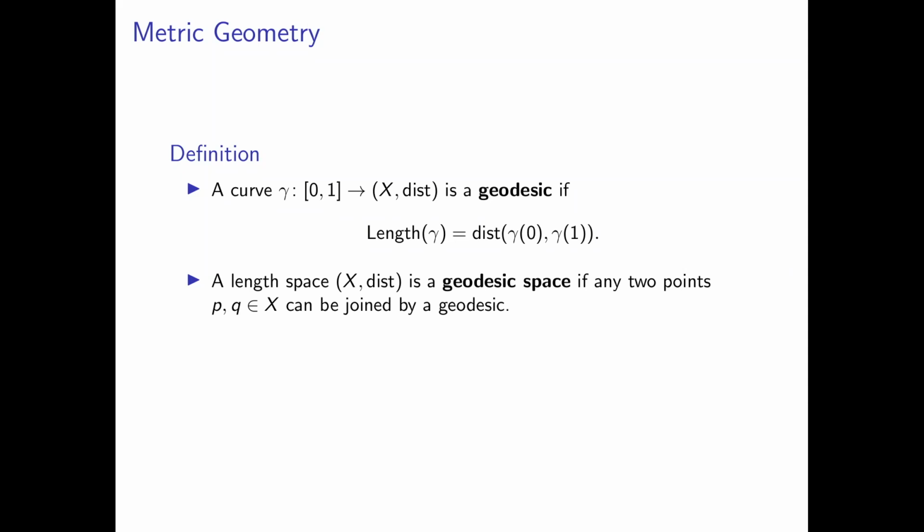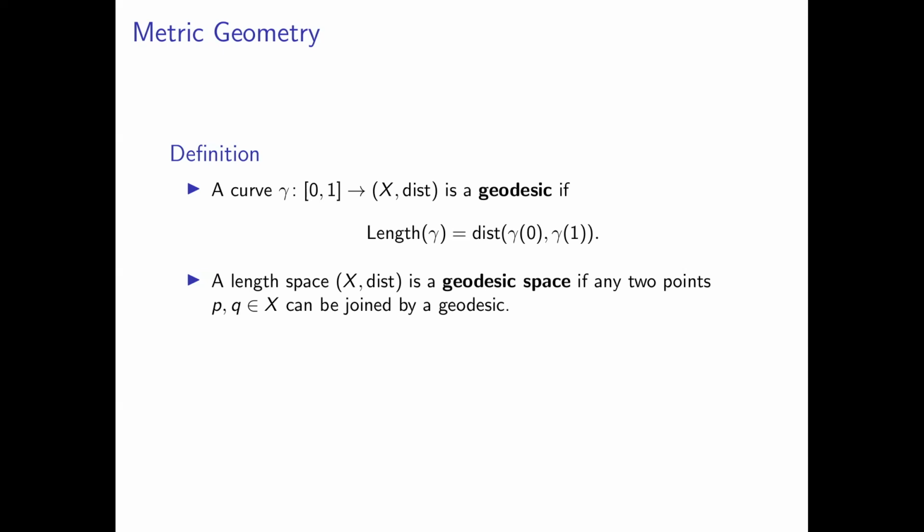Then we want to work with a special type of length spaces called geodesic spaces. These are spaces in which any 2 points can be joined by a geodesic. Throughout the talk, you can just keep in mind Riemannian manifolds: complete Riemannian manifolds are length spaces, and they are also geodesic spaces. In a complete Riemannian manifold, you can always join any 2 points by a shortest geodesic.